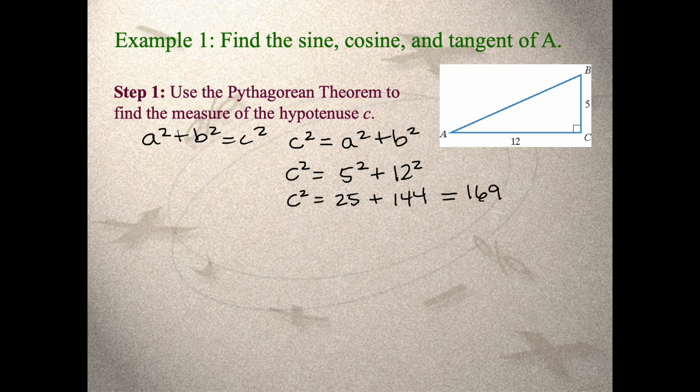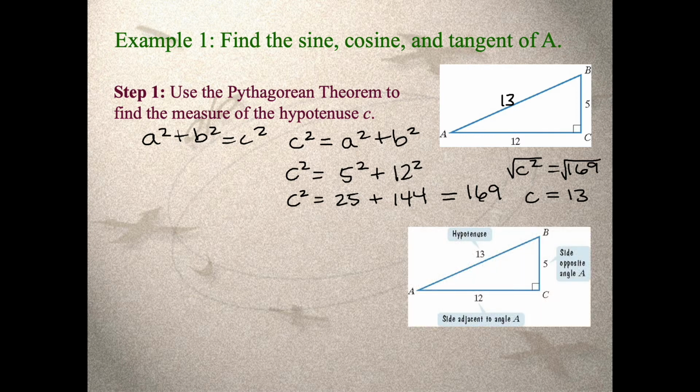But remember, this is what c squared is equal to. So we need one more step and do the opposite of squaring, which is the square root. And so the square root of 169 is 13. So now we know that missing side is 13. Now we can create the appropriate trigonometric ratios.